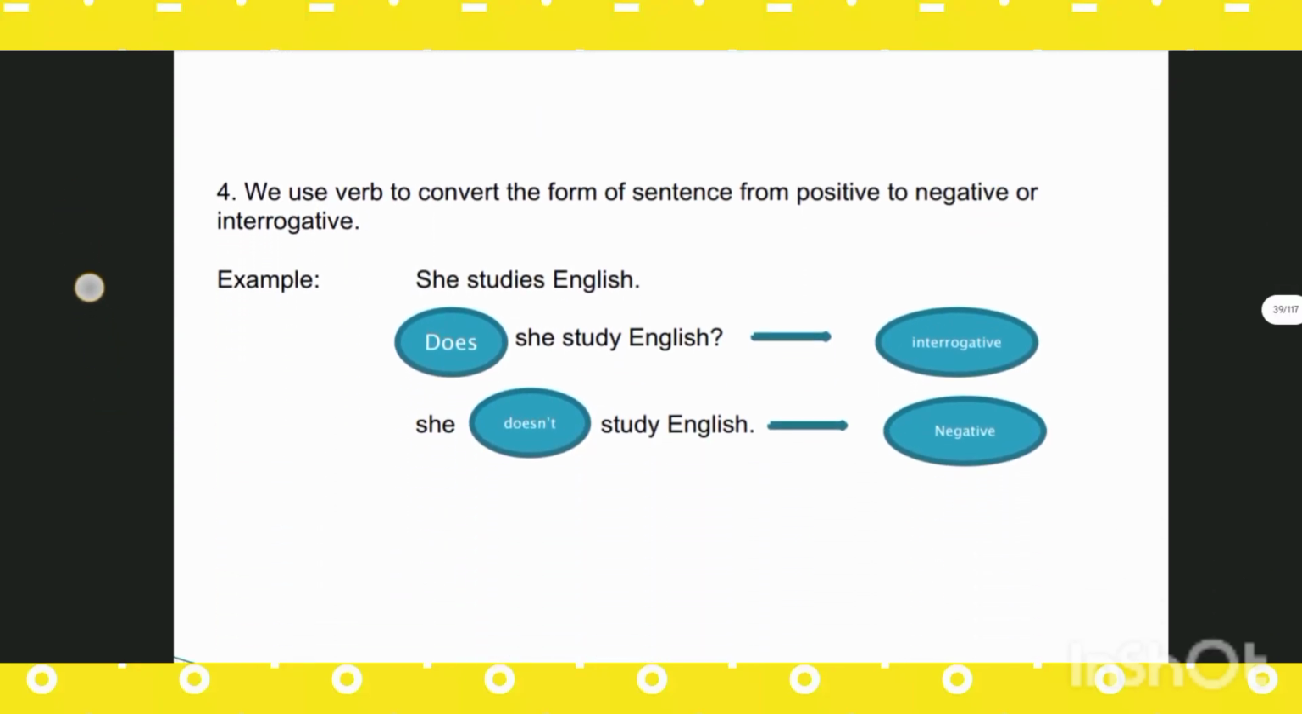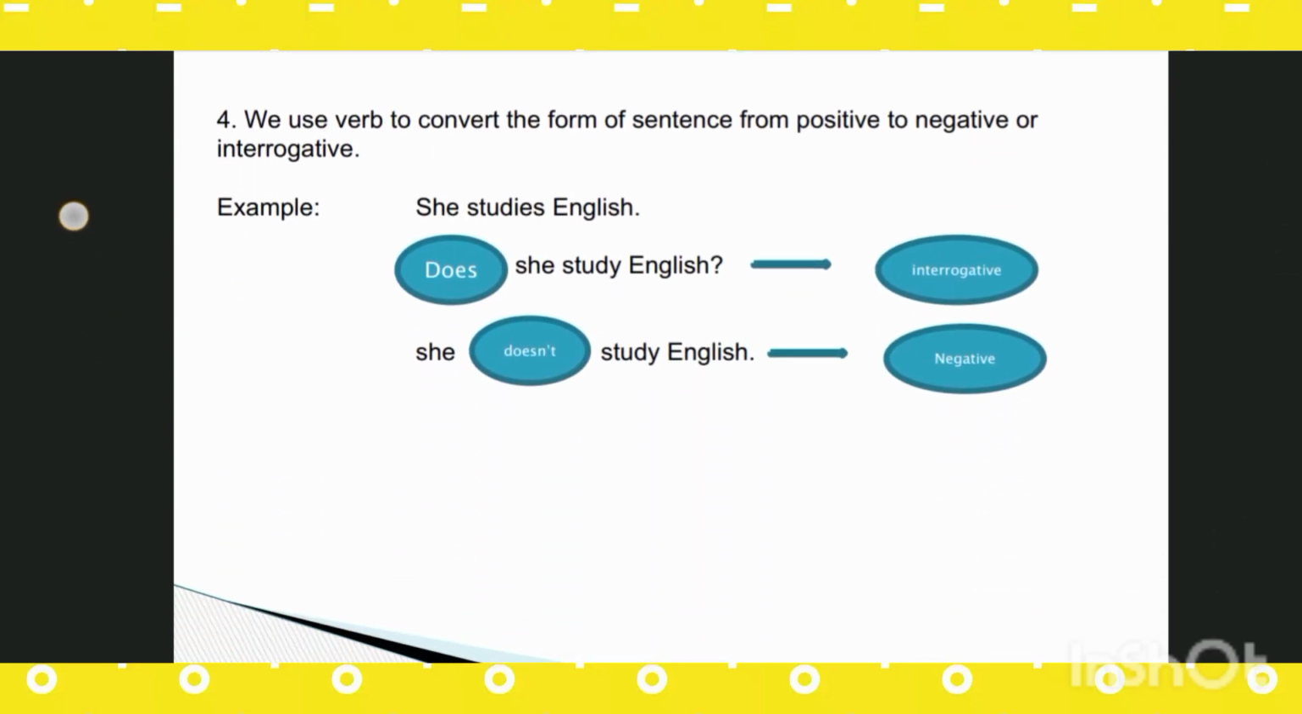But in the fourth, we convert the sentence from positive to negative. We also studied positive into negative sentences in my previous lecture. But now we have to see it. We use verb to convert the form of sentence from positive into negative.